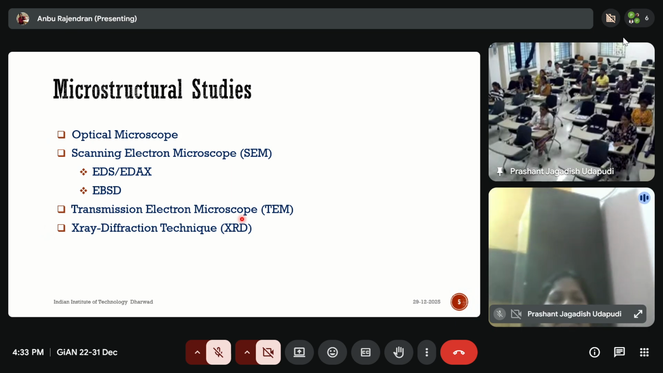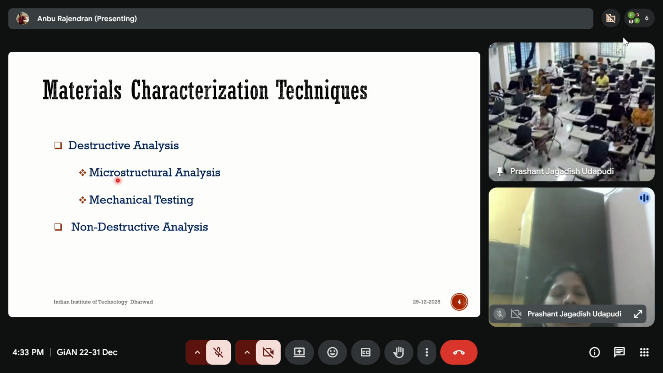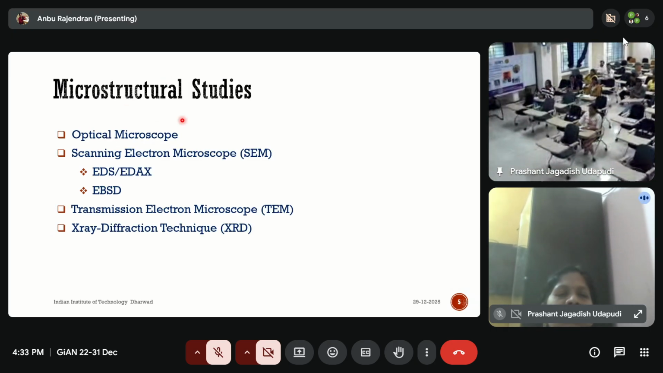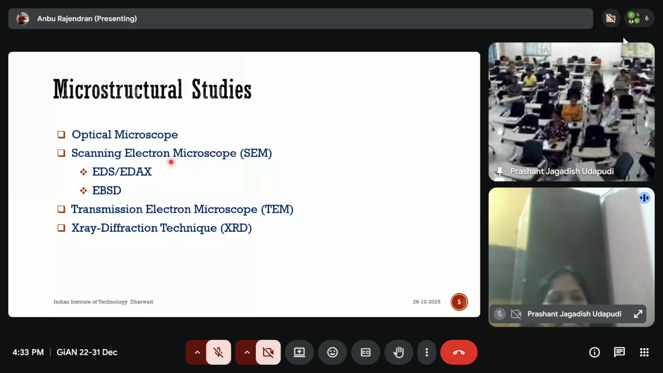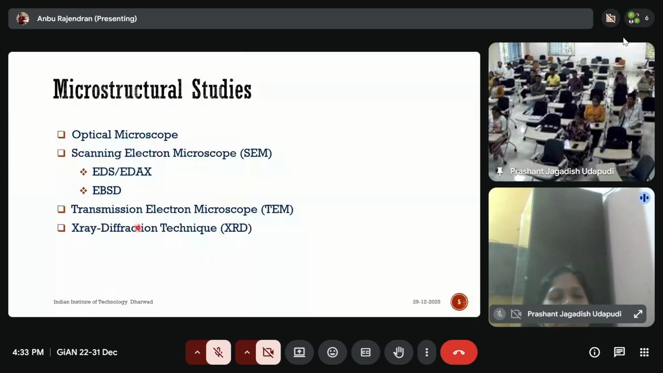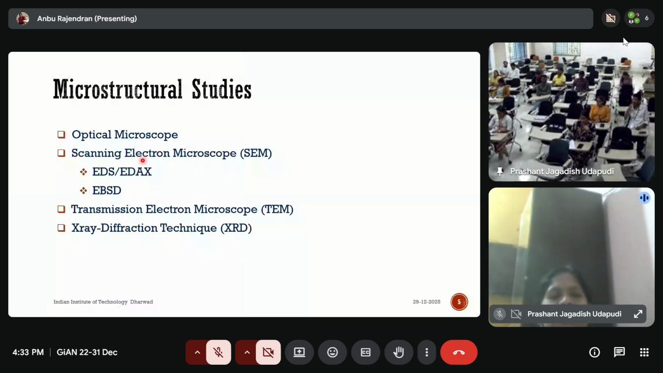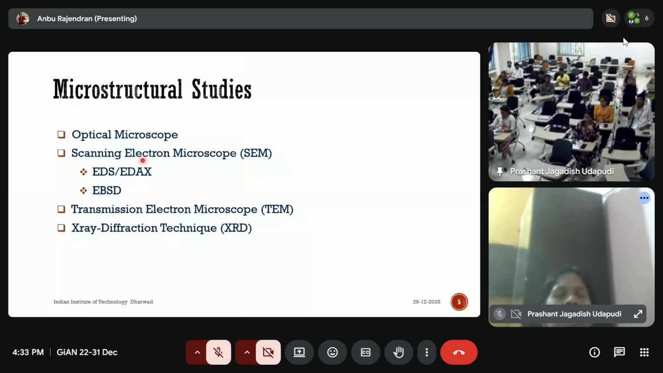As I mentioned, destructive analysis is used for microstructure studies, and also for measuring properties through mechanical testing. Microstructural studies can be done with the help of certain microscopes, and XRD techniques. There are many other techniques. These are the major techniques commonly used to study the basic structure of the material. Other than these, there are multiple other techniques for analyzing specific properties. So the first one is the optical microscope.